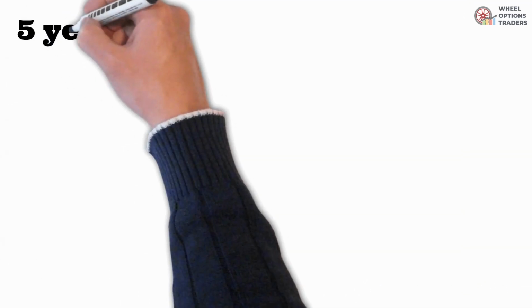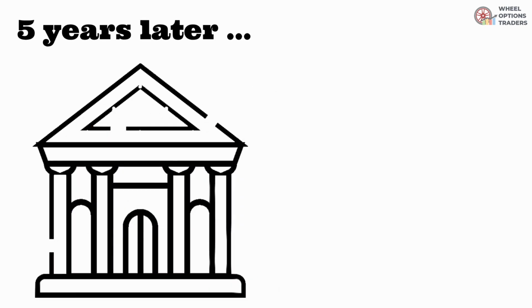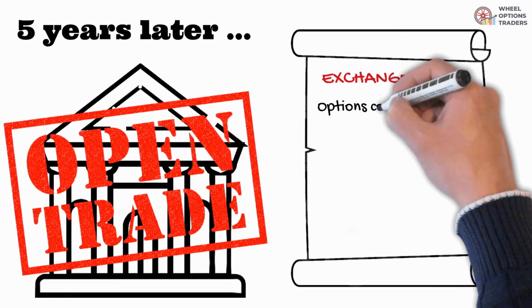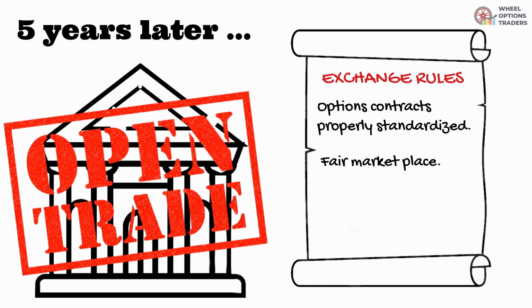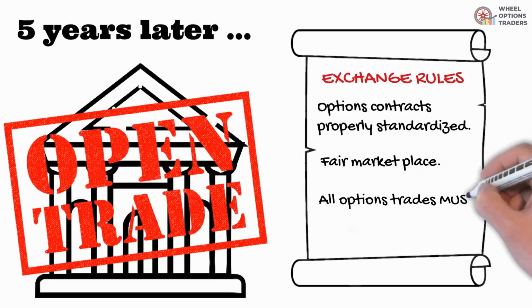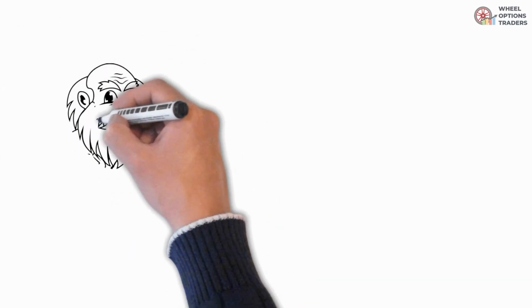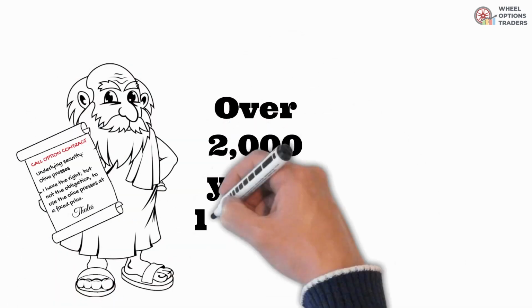It took 5 years to do this, but by 1973, the Chicago Board Options Exchange began trading. For the first time, options contracts were properly standardized, and there was a fair marketplace for them to be traded. This removed the huge concerns that many investors still had about options not being honored. So, over 2,000 years after Thales had created the first call option, the trading of options was finally legitimate.